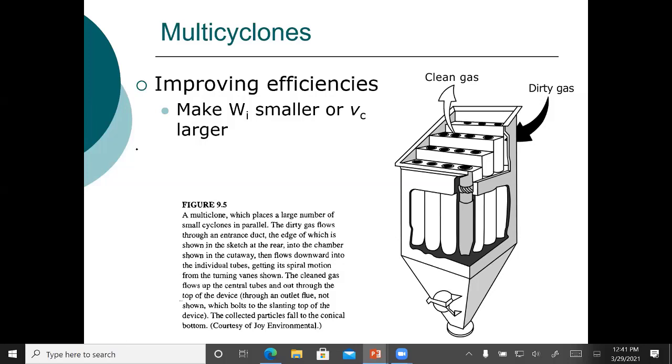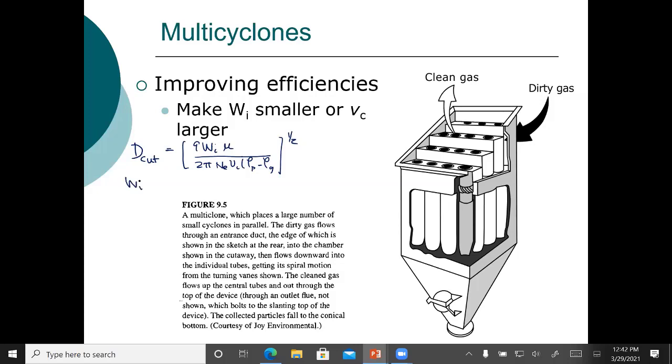And let's just use the equation I gave the other day for the cut diameter. So this equation for the cut diameter, if we wish to remove smaller particles, so we want a smaller cut diameter, what can we do? We want to improve efficiency. We want to, for those smaller particles, what can we do to accomplish that?